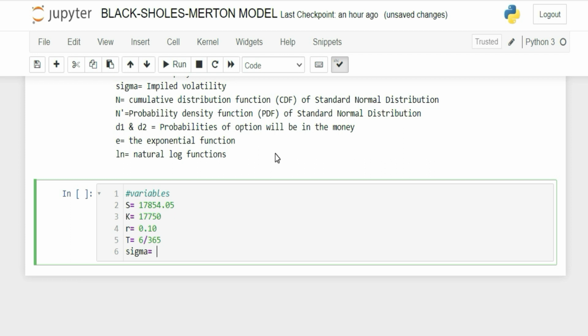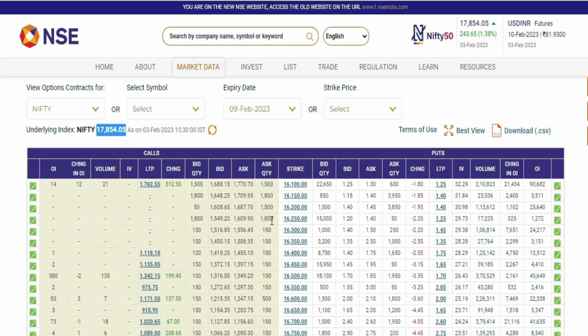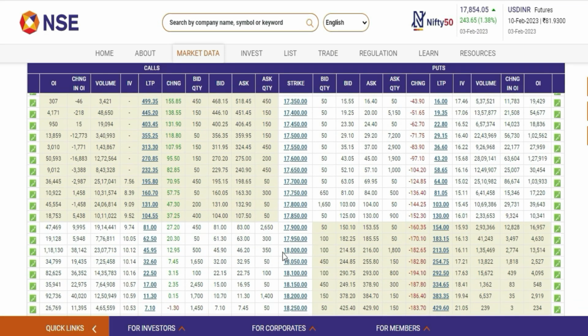And sigma is the standard deviation. If you see here, for different strikes there are different IVs, and this side is call, this side is put. If 17,750 is the strike price, the IV or implied volatility they are using is 8.39, and if you are using a put option, you can take this implied volatility. The implied volatility is different from the historical volatility. Whatever IV they are using, we are going to use the same to understand whether the calculation is right or wrong.